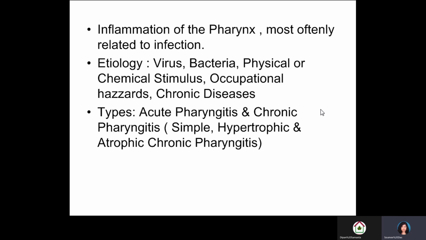Number one is acute pharyngitis, number two is chronic pharyngitis, and among chronic pharyngitis there are simple chronic pharyngitis, and hypertrophic and atrophic chronic pharyngitis. So apart from acute pharyngitis, chronic pharyngitis itself has different types: simple chronic pharyngitis, hypertrophic and atrophic chronic pharyngitis. So these are the types of pharyngitis.